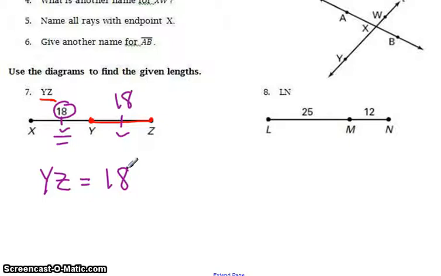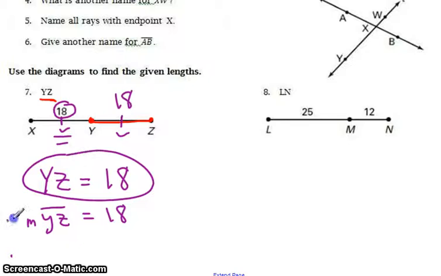Now, just as a side note really quick, remember if I'm talking about the segment, which they didn't ask me for, but just so we review, I can't say that segment is equal to 18, because remember, segment is a diagram. I could put an M in front to mean measure, so the measurement of segment YZ is 18. So this is the answer, but I just wanted to remind you about proper notation when it's segments or when it's distance between points.